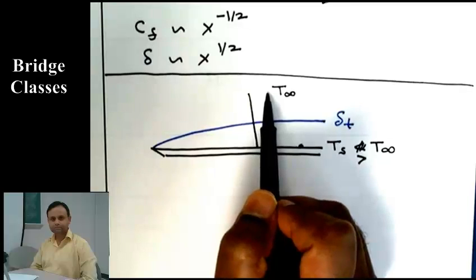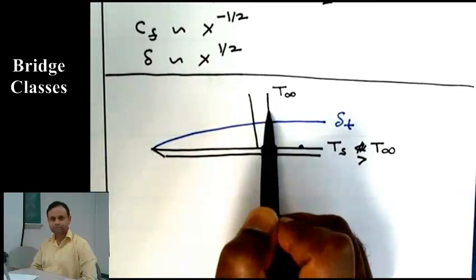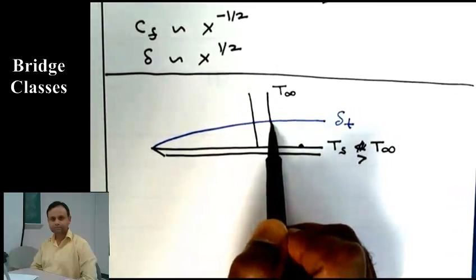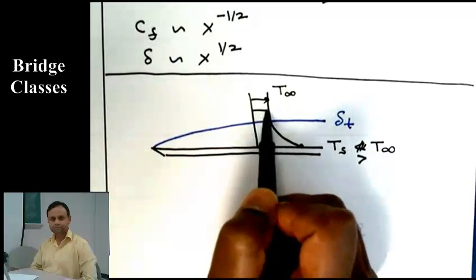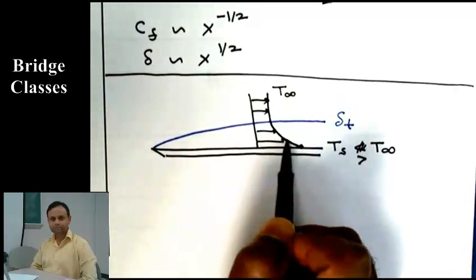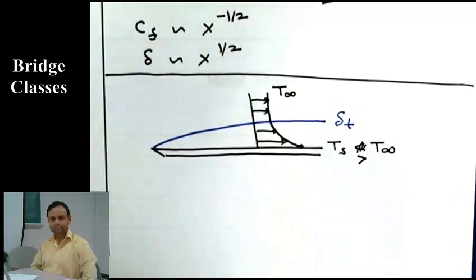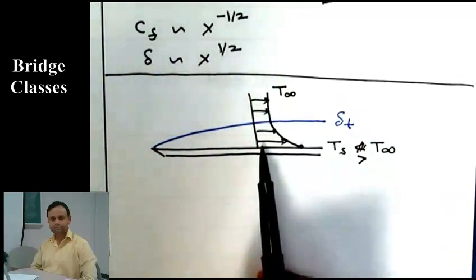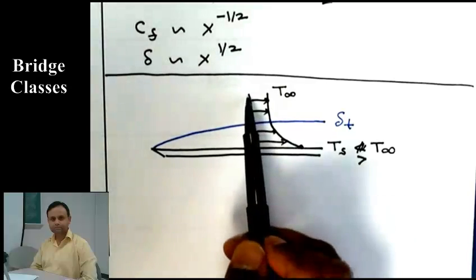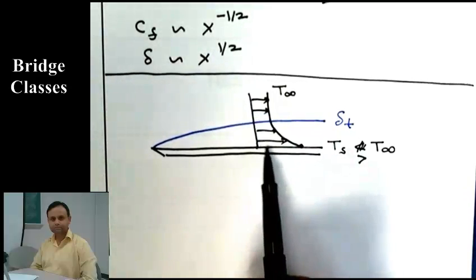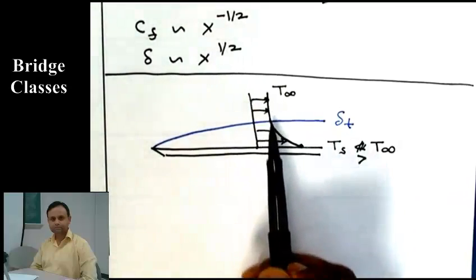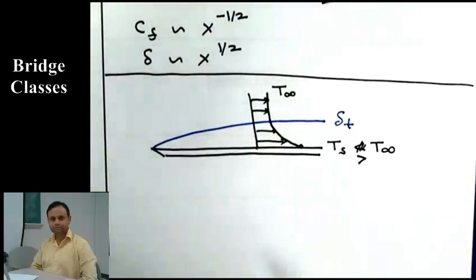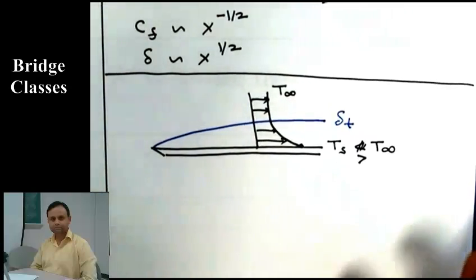Then the temperature distribution is like this. It is T infinity outside the boundary layer, and then within the boundary layer it increases. It is like this. So we show it in this way. Although temperature is a scalar, it is convenient to show it like this, that with respect to this reference, the temperature of the wall is at this point and the temperature of fluid is at this point. So we show it in a sort of pseudo vector, although it is actually a scalar.